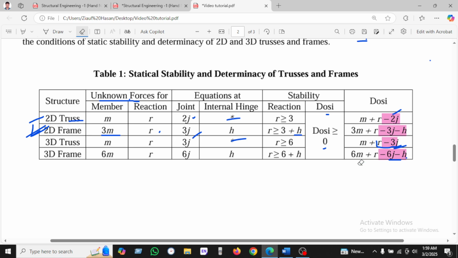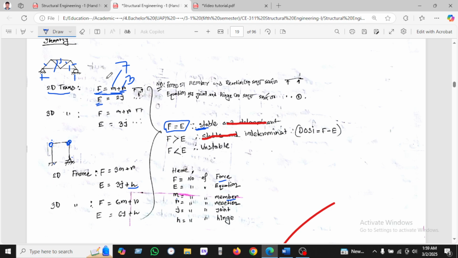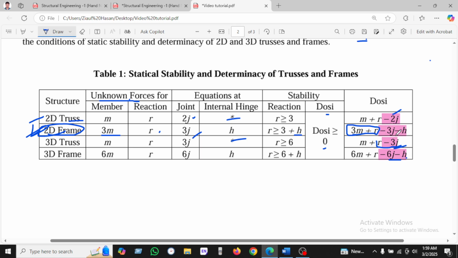Okay, let's see the 2D frame. So the degree of indeterminacy, dosi, will be determined by this equation: 3m plus R, as we have been seeing for the 2D frame, force 3m plus R, and equation 3j plus s. We have been seeing here 3j plus minus s. This is the equation form.